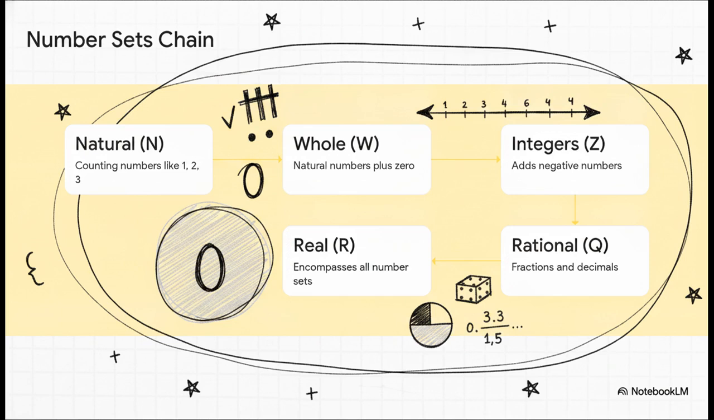Step 4 is rational numbers, covering fractions and decimals that end or repeat. And finally, step 5 wraps up the whole shebang into the real numbers. So, to answer the worksheet's specific question, which subset contains 0 but is not contained in natural numbers? Well, that would be the whole numbers.